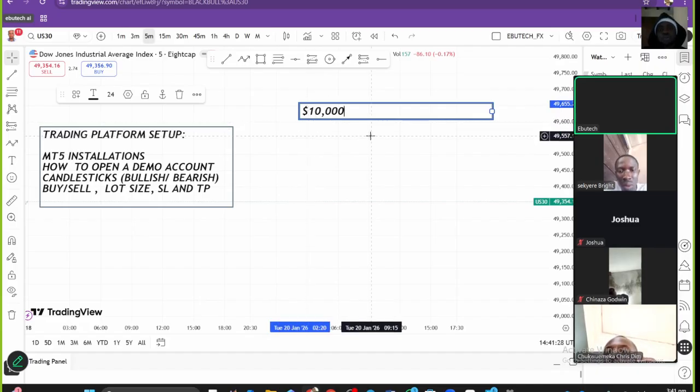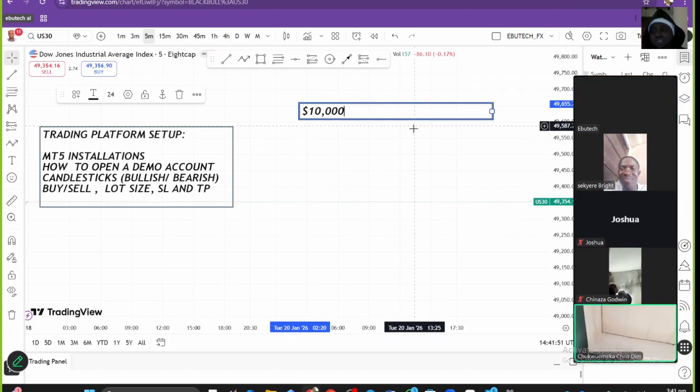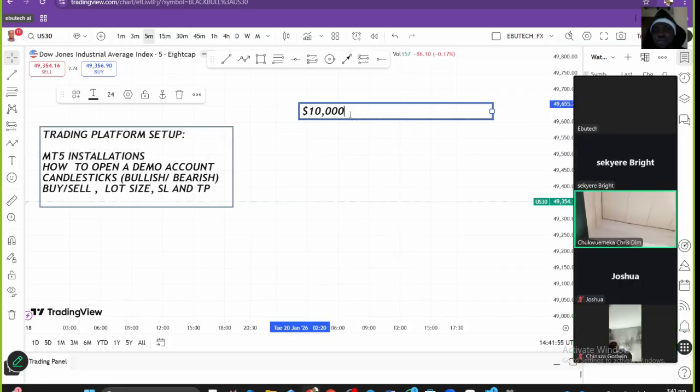So be on alert. Does anyone know the percentage of this $10,000? 1% of this $10,000, how much is it going to be? 1%. You no do mathematics so serious. $10,000, 1% of $10,000 is how much? $1,000. Okay.